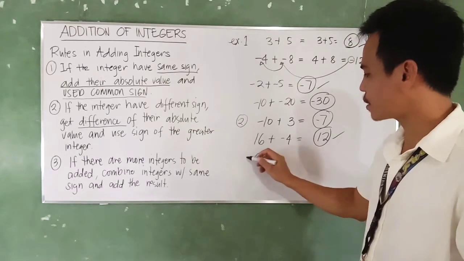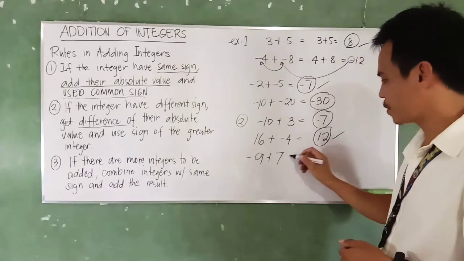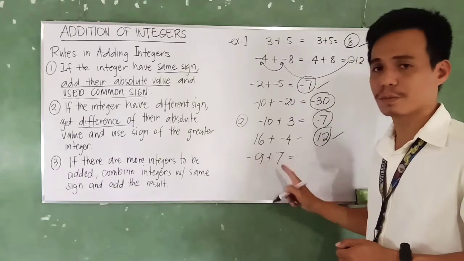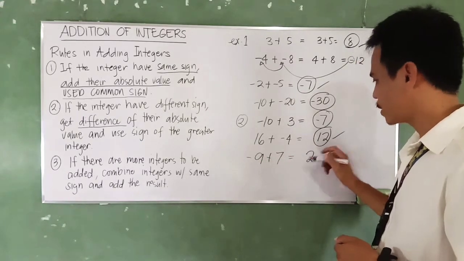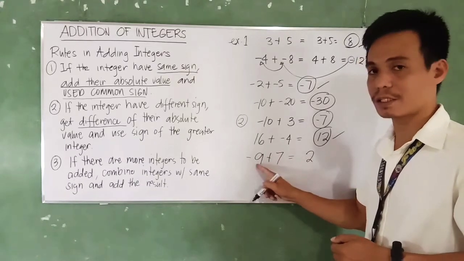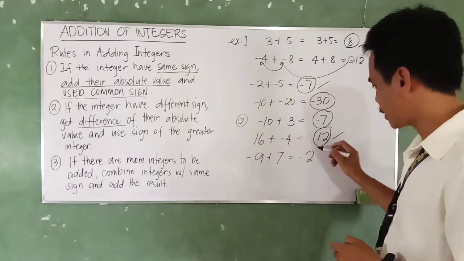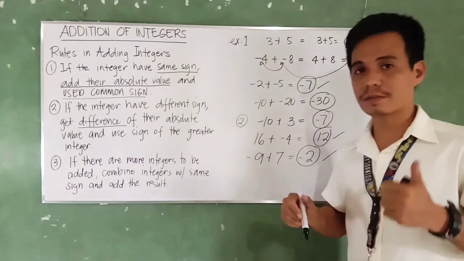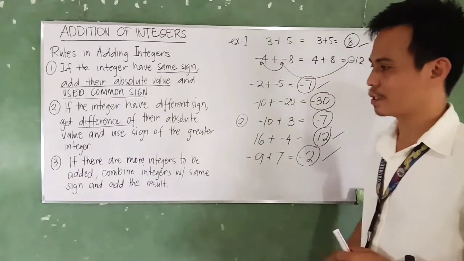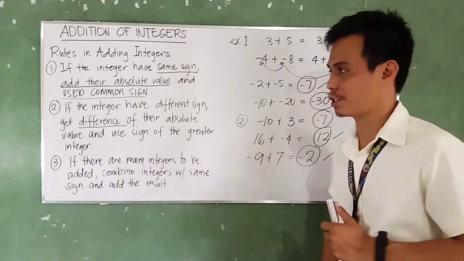This is negative 9 plus positive 7. So, gagawin natin, subtract natin yung absolute value nila. So, therefore, 9 minus 7 is 2. And copy the sign of the bigger number. So, anong bigger number natin dyan, which is 9? So, anong sign ng 9 is negative. So, therefore, our answer is negative 2. Okay? Ganun po siya kadali, guys. I hope you follow. So, mag-i-erase lang ako para sa rule number 3.